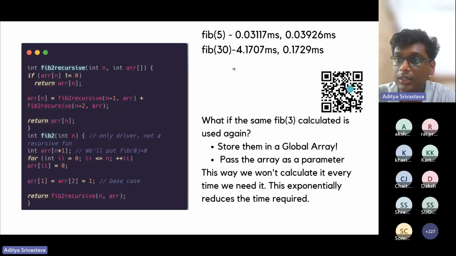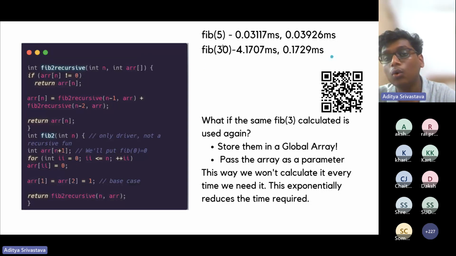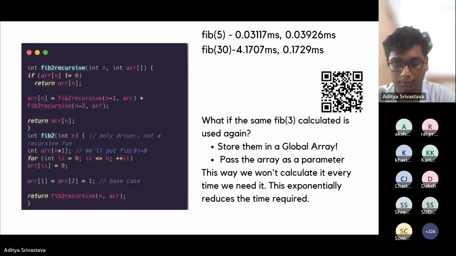So here's the QR code for a poll. It's actually a guess poll. I need you to tell me how much faster the second method is to find the Fibonacci of 40. It's actually a guess only, so no need to think over it much. It's just a guess.